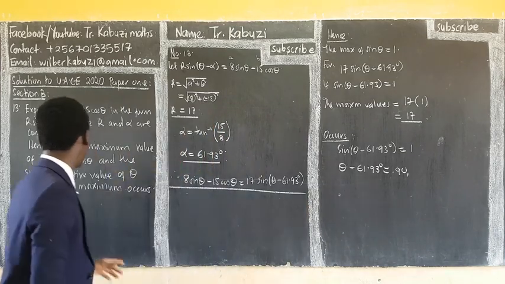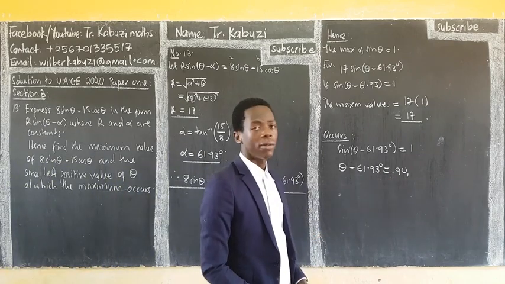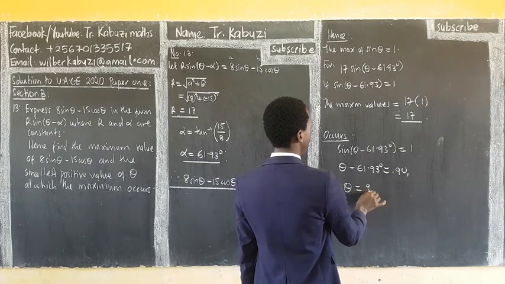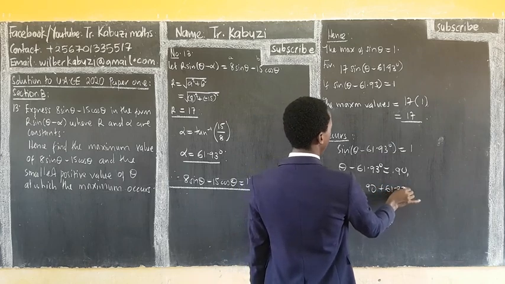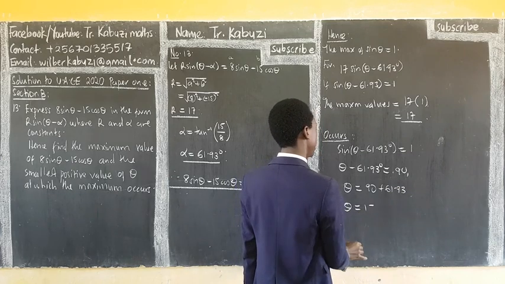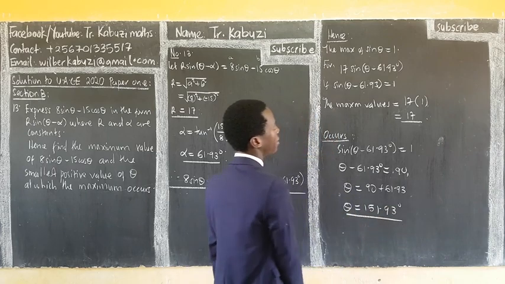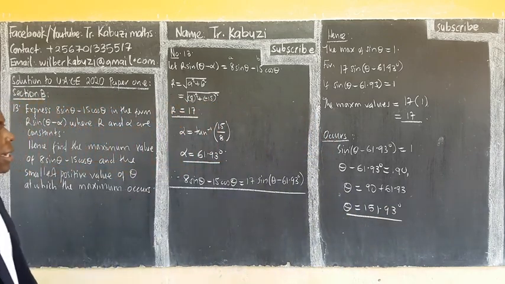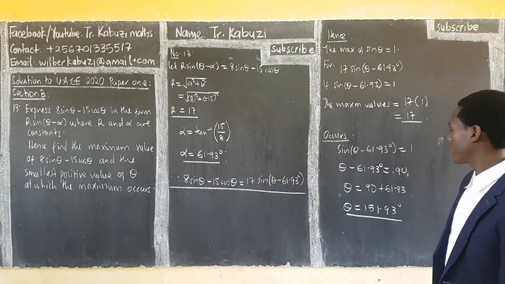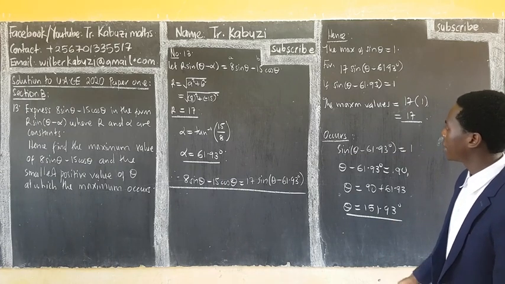But here they told us to get the smallest positive. So that's why I'm concentrating on only 90. So here my theta will be equal to 90 plus 61.93. And so there my theta is going to be 151.93 degrees. So that's the smallest value where. So the maximum value is 17 and is occurring at 151.93 degrees. So that's how you can get all the problems with ease.